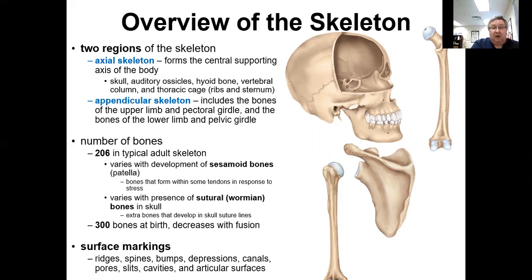Again, we start out with approximately 300 bones at birth, but they start to fuse together and we end up with 206. Something that I do want you to know is what sesamoid bones are. We spoke about 2 of them. We spoke about one in the wrist, the piriformis.